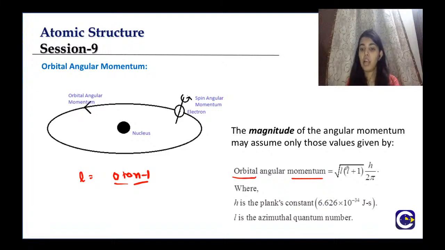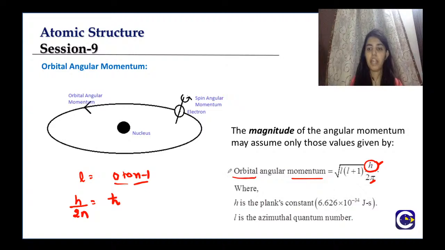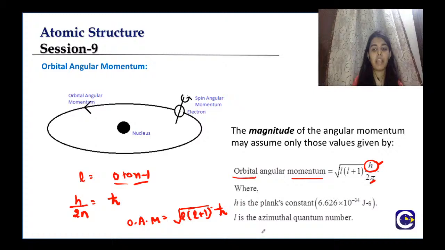Here h is the Planck's constant, and pi has a value of 3.14, right? I told you before that h by 2 pi can be written as h cross also. So this formula can also be written as orbital angular momentum equals root L into L plus 1 into h cross. Remember that h by 2 pi is not under the root; only L into L plus 1 is under the root. The value of h was what? 6.626 into 10 raised to the power minus 34 joule second, and L is the azimuthal quantum number.